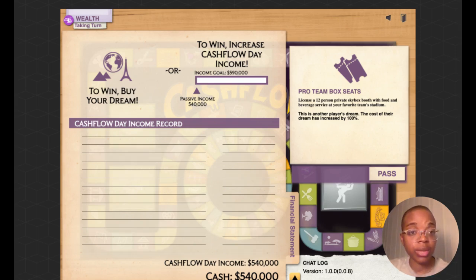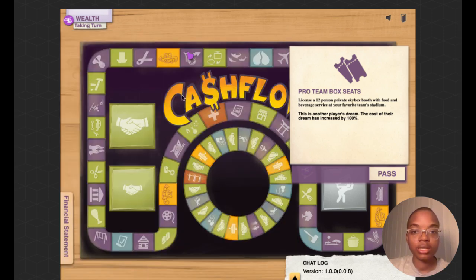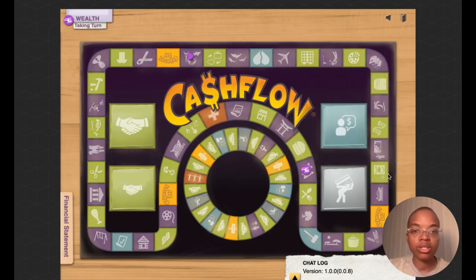I just landed on protein box seats, licensed a 12-person private skybox booth with food and beverage service at my favorite team stadium. This is another player's dream. The cost of their dream has increased by 100%. So I'm going to pass because I can't buy it. I'm going to roll again.